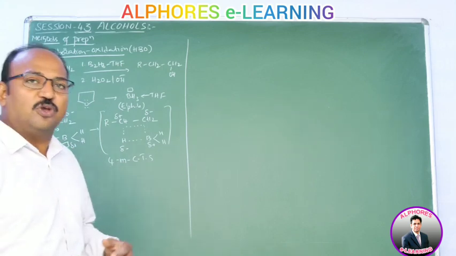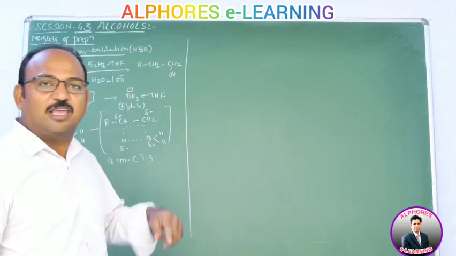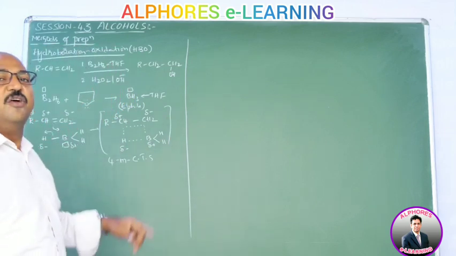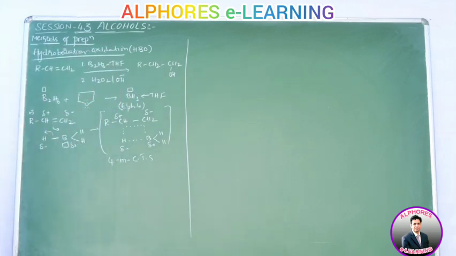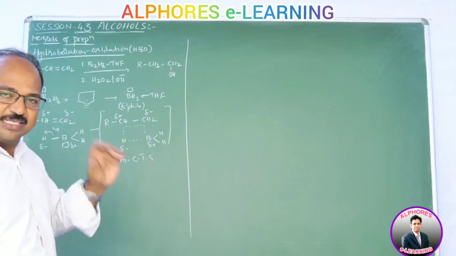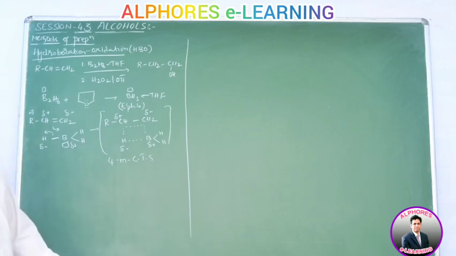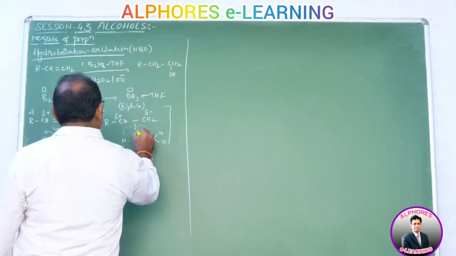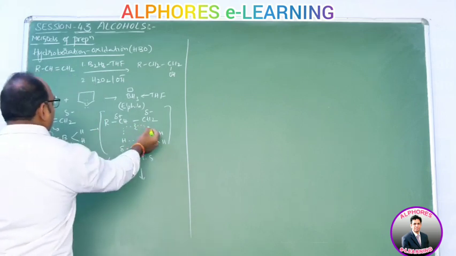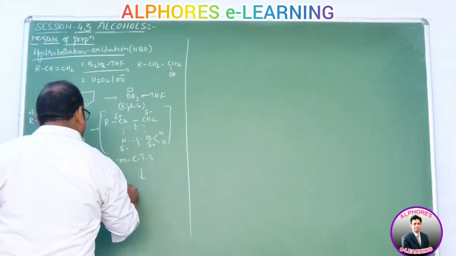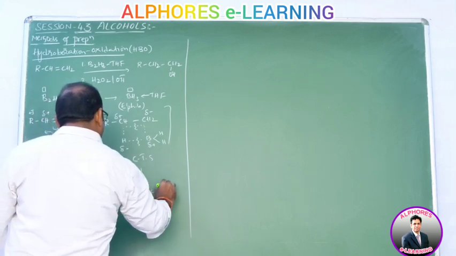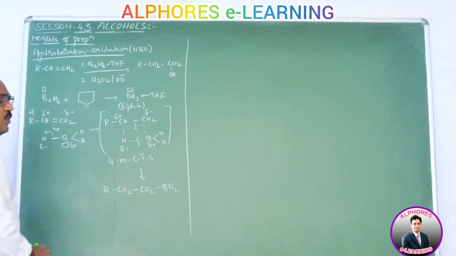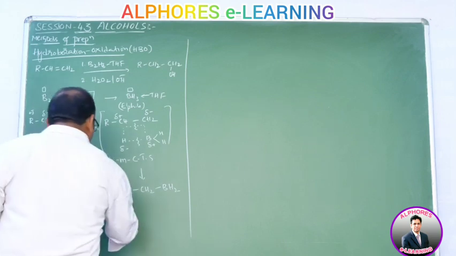Oxymercuration-demercuration proceeds via a three-membered cyclic mercurinium transition state, whereas hydroboration-oxidation proceeds via a four-membered cyclic transition state mechanism. Here you need to remember one point: there is no formation of carbocation. Next step, complete bond breaking of this one and this one, and bond formation of these two. Then we are getting the product RCH2CH2BH2. So this is what we call an alkyl borane.